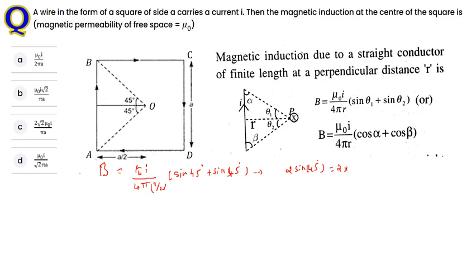So 2 into 1 divided by root 2. So root 2 here is cancelled, only root 2 will be there. I just cancel this one, this is for 2. For this one what you are going to have here is mu naught I divided by 2 pi a into root 2. Now in this root 2 you can cancel over here for root 2 times.